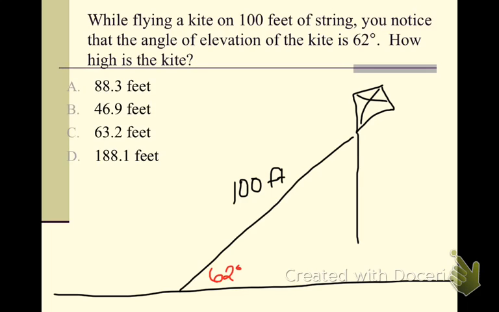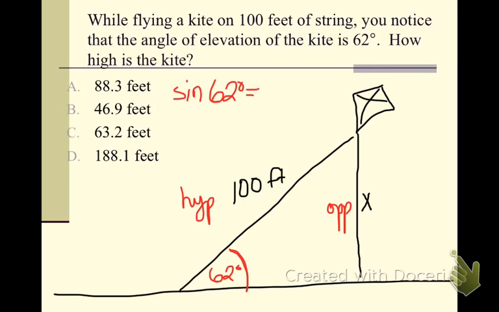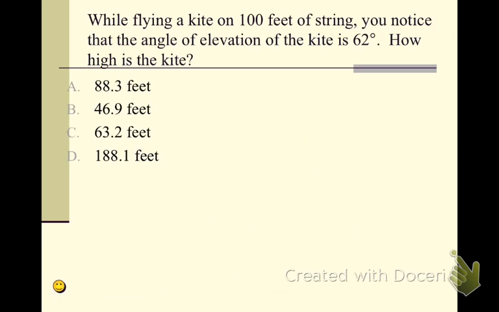Okay, how high is the kite? Now, just like in the previous building example, we want the height of this kite. The given information is our angle, 62 degrees, but now we also know the hypotenuse, and we want to find the opposite. So the sine function is what we want in this case. The sine of 62 degrees is the opposite, x, over our hypotenuse, 100. Proportion, cross multiply: 100 times the sine of 62 degrees is the height of the kite. So we're flying our kite at a height of 88.3 feet.